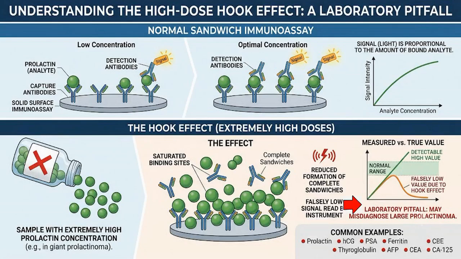The hook effect is one of the most important laboratory pitfalls in endocrinology because it can produce a falsely low prolactin result in patients who actually have extremely high prolactin levels, particularly those with very large prolactinomas. To understand the hook effect, it is helpful to first review how a sandwich immunoassay normally measures prolactin. The key is to understand what the machine is actually counting.